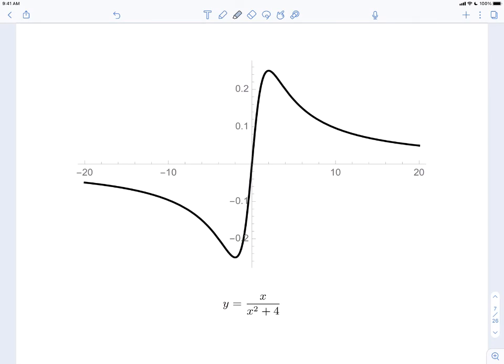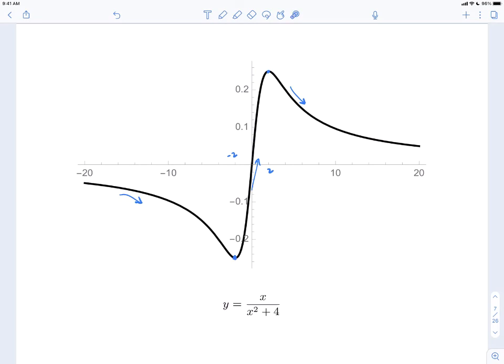Here's a graph of y equals x over x squared plus 4. As you can see, when x is negative, the function is decreasing up until you get to the first critical point, which is right here. That's at x equals -2. And then the function starts increasing until you get to your second critical point, which happens at x equals +2. And then your function starts decreasing.